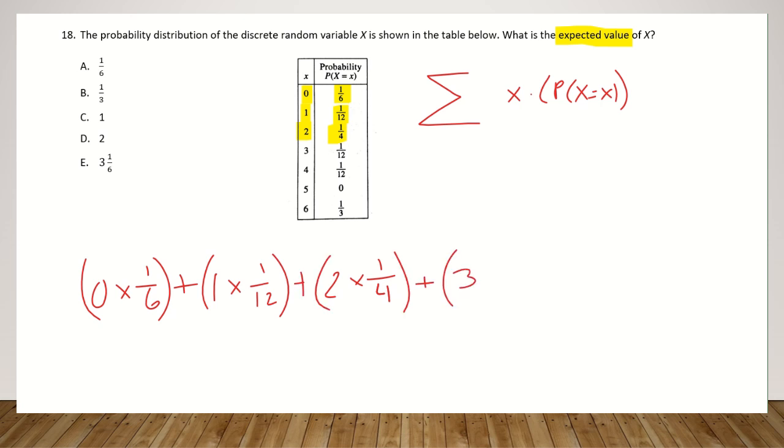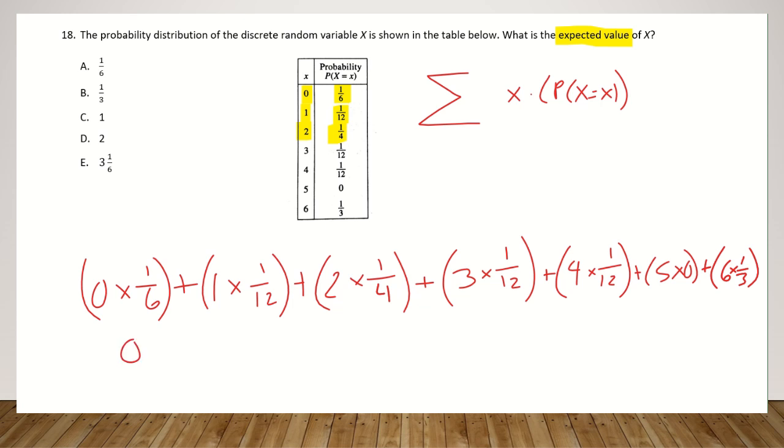So we'll keep going. 3 times its probability. 4 times its probability. 5 times its probability. And 6 times its probability. Okay? So that's the formula. You sum up each x times its probability. All right, so 0 times a 6 is 0. 1/12. Let's not reduce any of the fractions yet. We'll just multiply them.